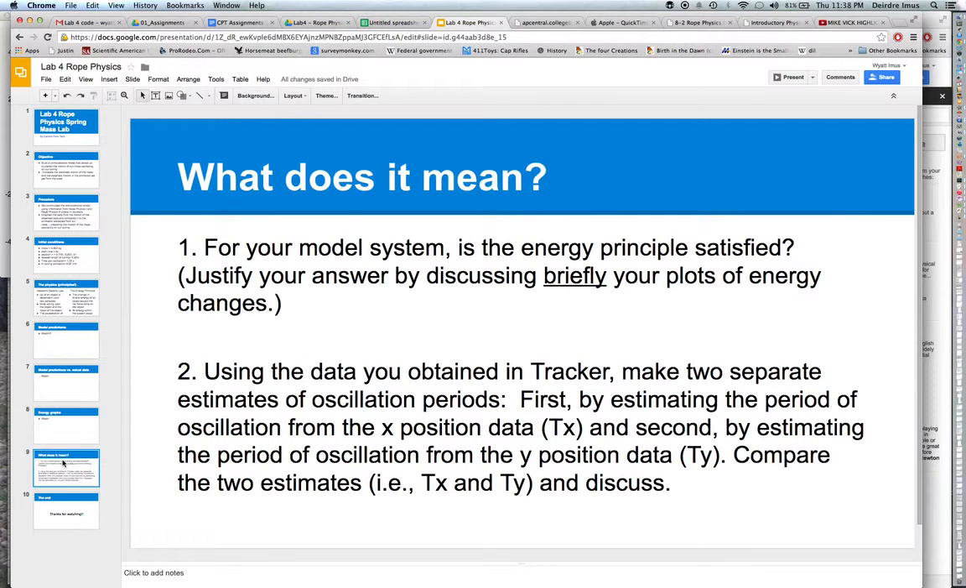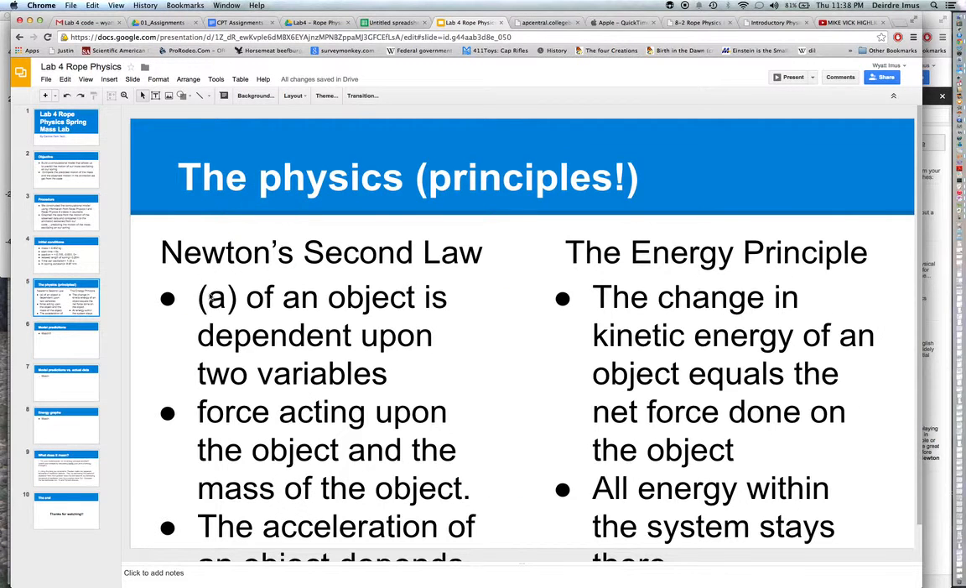We want to know what this means for our model system. Is the energy principle satisfied? Well, we can go back to the energy principle and look, we know from the energy principle that the change in kinetic energy of an object equals the net work done on the object. So we don't necessarily see that here, but we do see how the total net force in the object does equal 0. So it does satisfy it in that case.